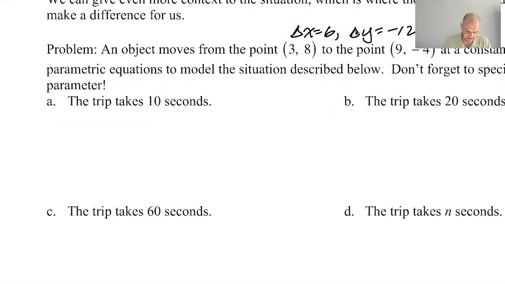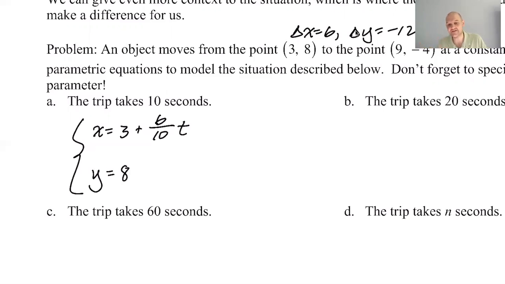So I'm going to say that my equations, to guarantee that it takes 10 seconds, start at 3, 8. I'm going to take my delta x, which is 6, and divide it by 10. And then I'll multiply that by t. And then when t gets to be 10, it'll just be 3 plus 6, which is 9, which is what I want. Now I'll do the same thing for y.